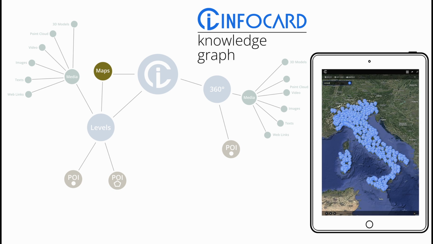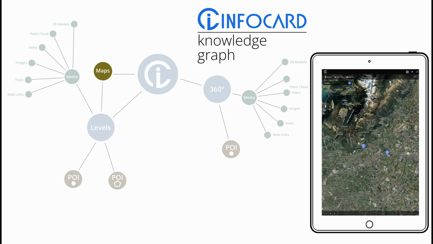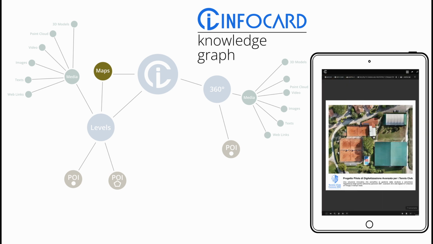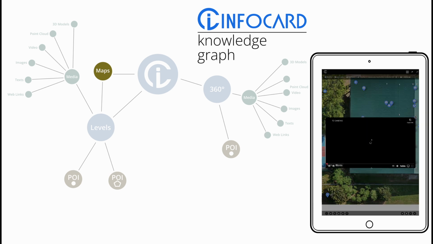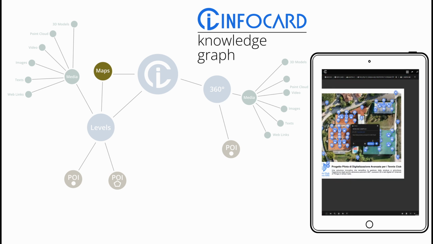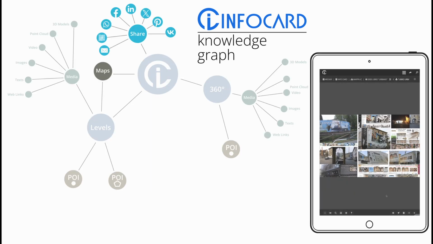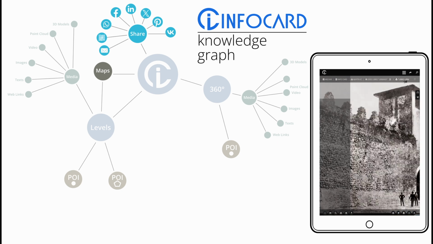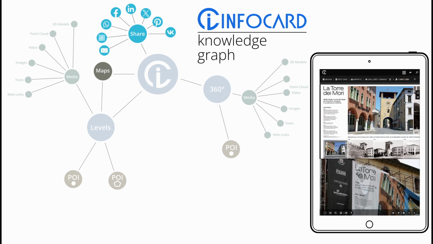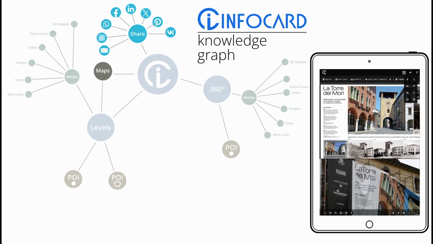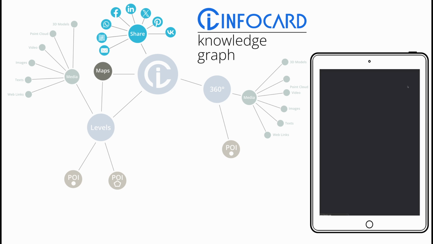With maps, every InfoCard, whether for work or travel, can be placed anywhere in the world. You can link the entire project or even a single level, ensuring information that is always precise and always at hand. With Share, every InfoCard or even a single level or 360-degree panorama can be shared with a simple click by email, WhatsApp, or on social media.